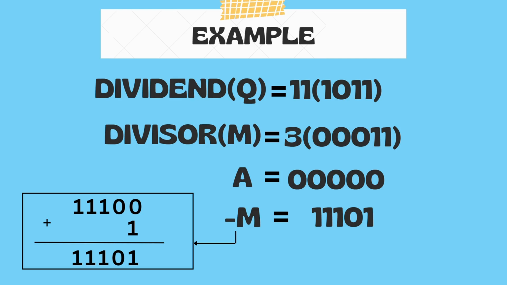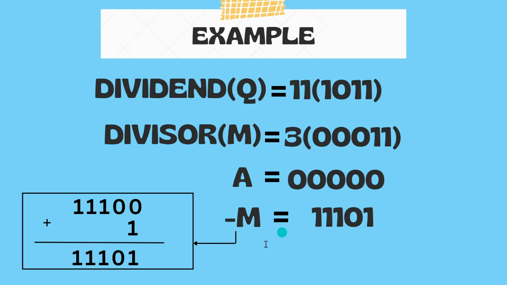In this problem, the dividend is 11 and the divisor is 3. First, we have to convert 11 and 3 into binary numbers. The binary conversion of 11 is 1011 and 3 is 0011. Next, we will declare M as the divisor and Q as the dividend and set A equal to 0.